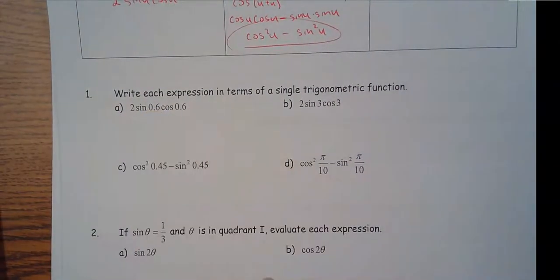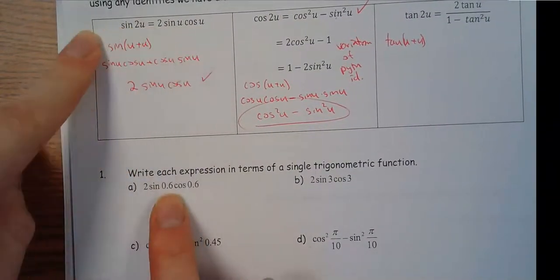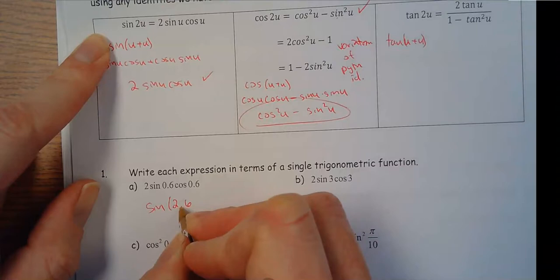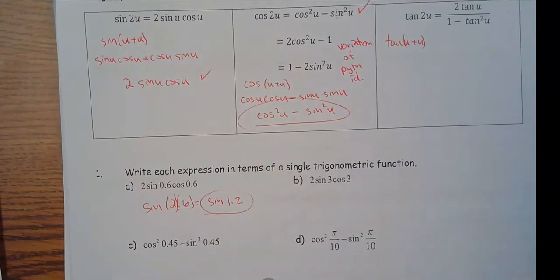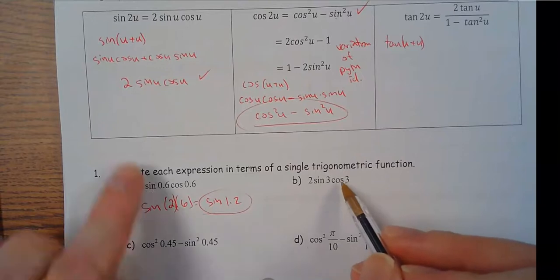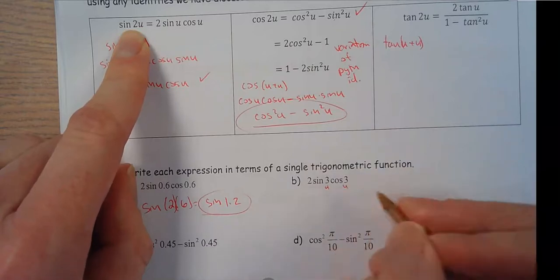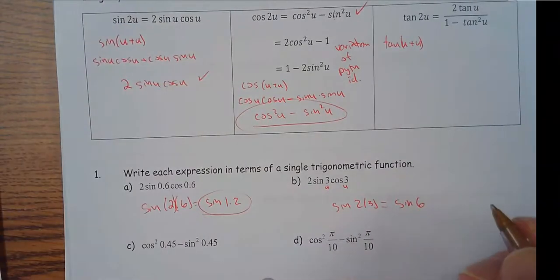Write each expression as a single trig function. So basically, what were they trying to do? If they're using 2 sine 0.6 cosine 0.6, that must have been the sine of 2 times 0.6, so they were doing sine 1.2, if I combine it into a single one. 2 sine 3 cosine 3, again, same thing. That's your u. U is 3, so it'd be sine 2 times 3, or sine 6.